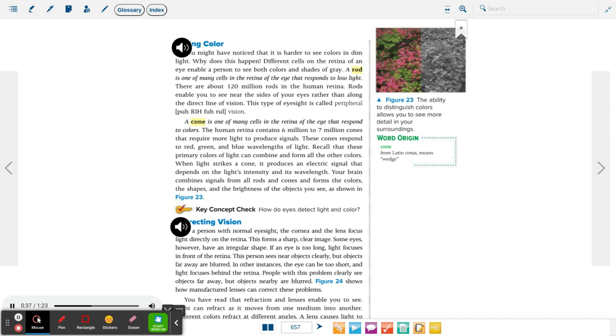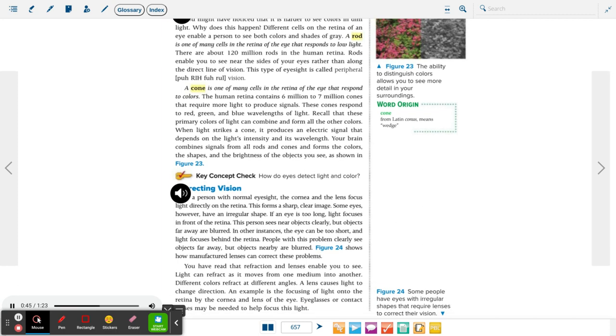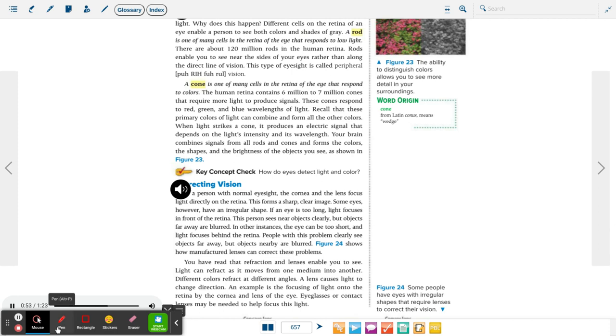A cone is one of many cells in the retina of the eye that respond to colors. The human retina contains 6 million to 7 million cones that require more light to produce signals. These cones respond to red, green, and blue wavelengths of light. Recall that these primary colors of light can combine and form all the other colors. When light strikes a cone, it produces an electric signal that depends on the light's intensity and its wavelength. Your brain combines signals from all rods and cones and forms the colors, the shapes, and the brightness of the objects you see, as shown in Figure 23.